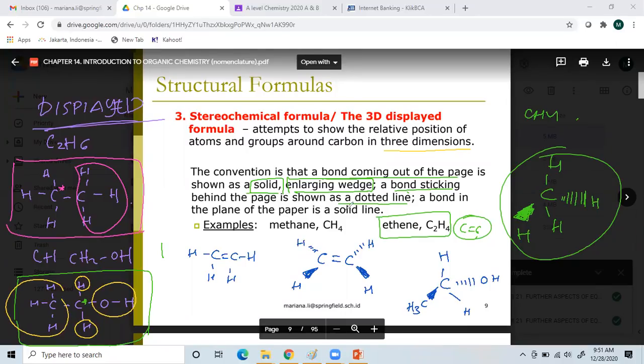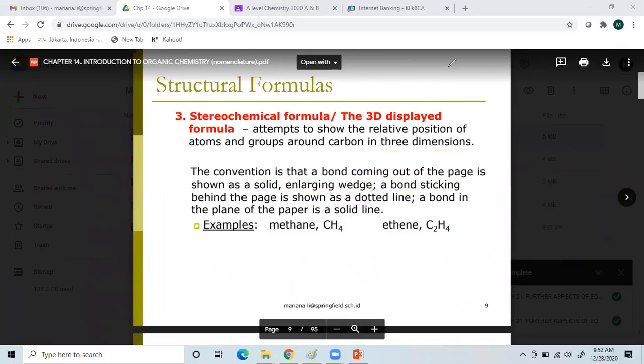Although this has a planar structure, we want to show that this hydrogen goes behind the page, and this one comes out, close to us as the observer, and then this one goes away from us as the observer. So this is how we display a 3D formula for some organic compounds.